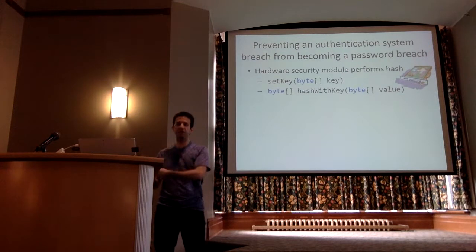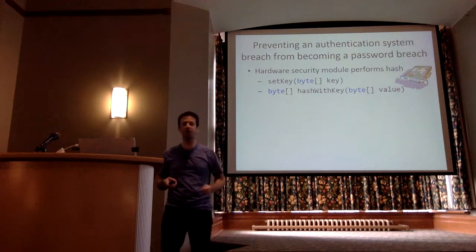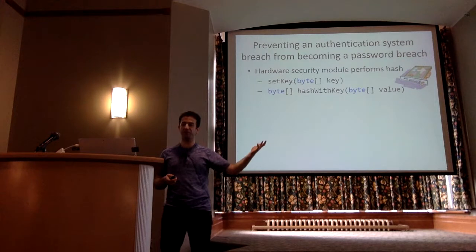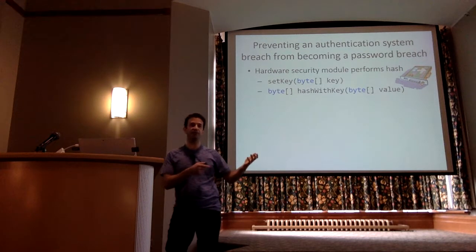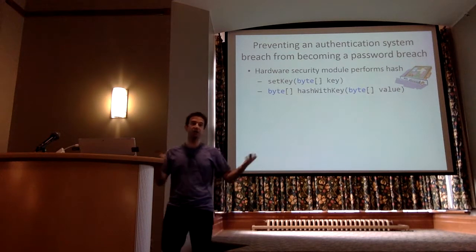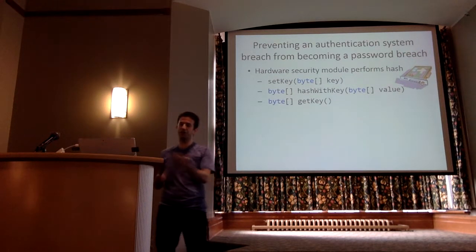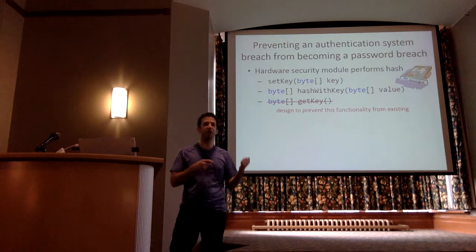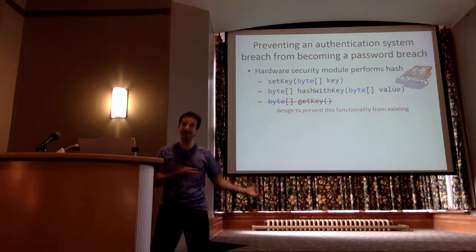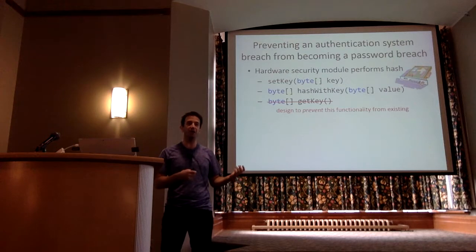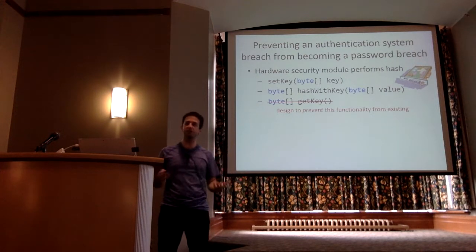Then you take this piece of hardware, you put it into your systems that are online, and they have this set key function, and they have this hash with key function that lets them hash. And without this key, you can't do the hash. And of course, you can imagine a get key function that would get the key out of the hardware. But we'd never implement that, right? You'd actually design your hardware so it's like a roach motel. Keys can go in, but they can't go out. They can only go in, and they can be used to hash.